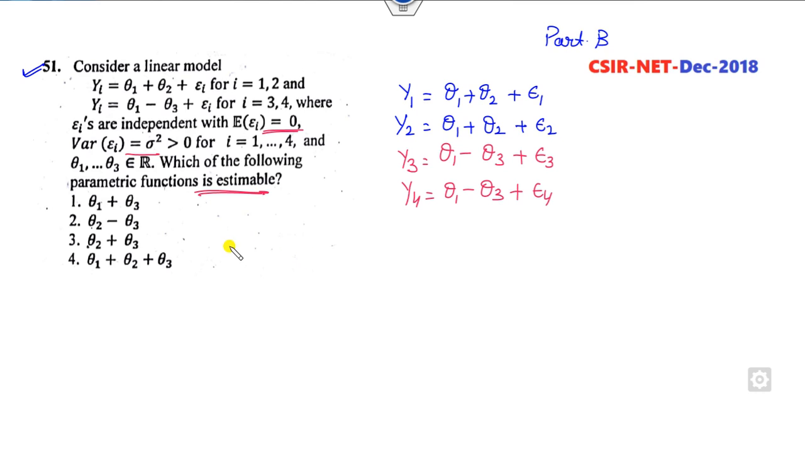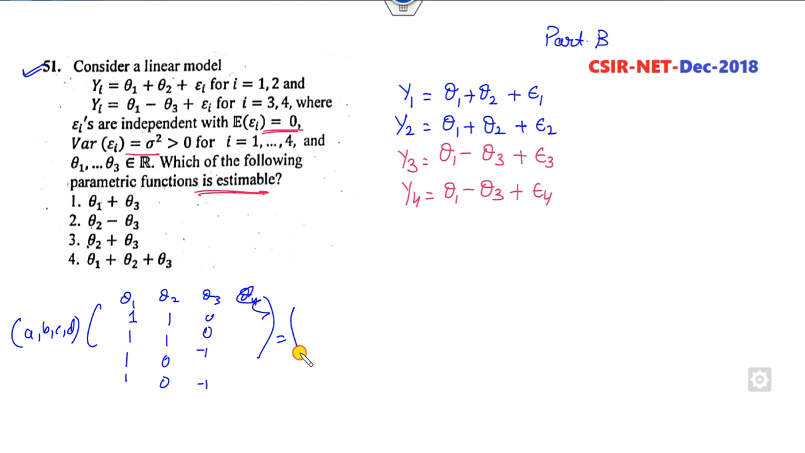How can you check which of the following is estimable? There are two ways. The first way is you can write the matrix corresponding to theta 1, 2, 3 and 4, like 1, 1, 0, 0, then 0, 1, 1, 0, then 1, 0, minus 1, and theta 4 is nothing here. Then you take any vector a, b, c, d, multiply, and write it as a linear combination of a, b, c. Then your target is to find the values of a, b and c.